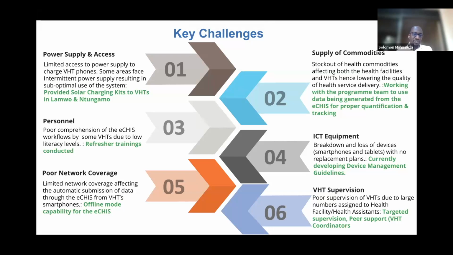If it's off and they've run out of battery, roll back to paper. What we've done is make solar kits part of the package when we're rolling out to VHTs, because if power is off in Uganda, in some rural areas, it can be off for a week. So if the power is off, they are able to use solar kits. We have issued them to the VHTs that we use.